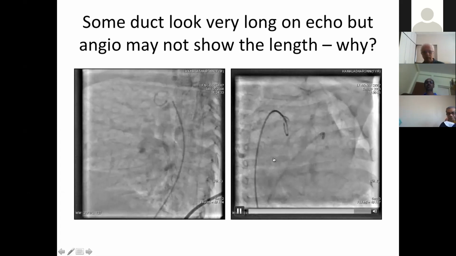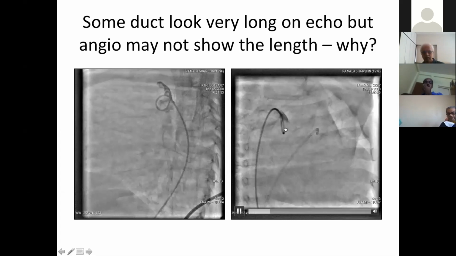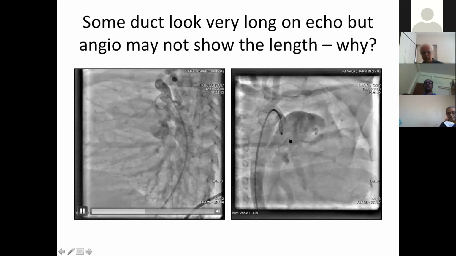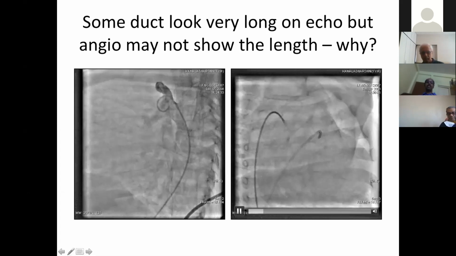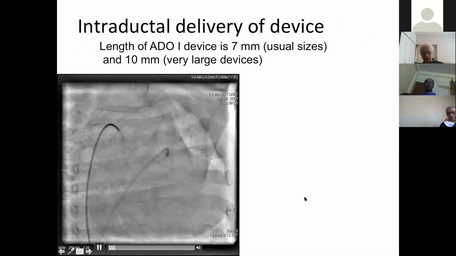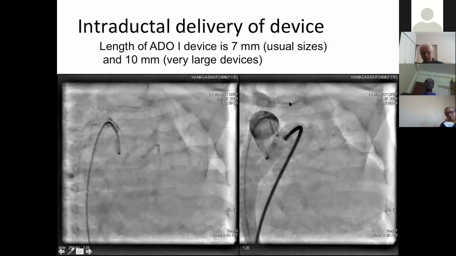However, whenever you get an echocardiogram showing an extremely long duct, but an angiography is not showing such a long duct, then you utilize the right anterior oblique projections as well. In these particular patients, sometimes if it is extremely long, try for an intraductal delivery, and this is a complete intraductal delivery.